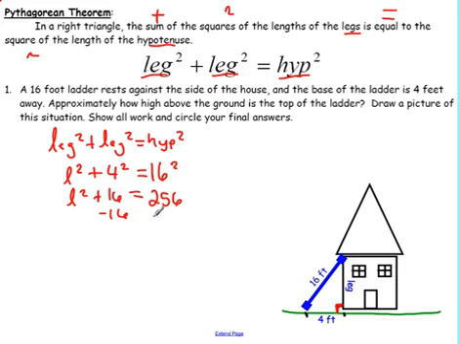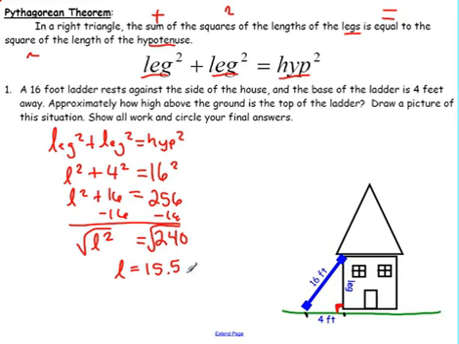I'll subtract 16 from both sides in order to isolate my variable. That'll give me L squared equal to 240 on the right side. In order to get the L all by itself, I will square root both sides, and L, rounded to the nearest tenth, should be 15.5 feet. 15.5 feet.